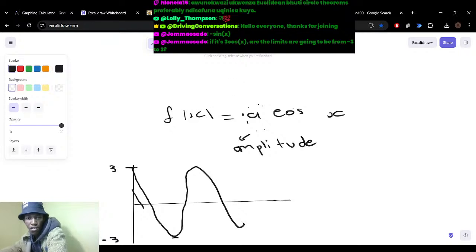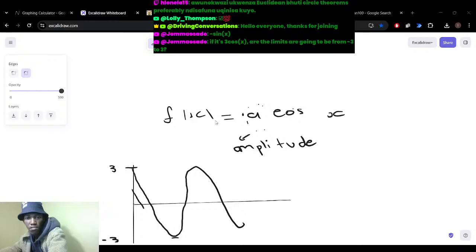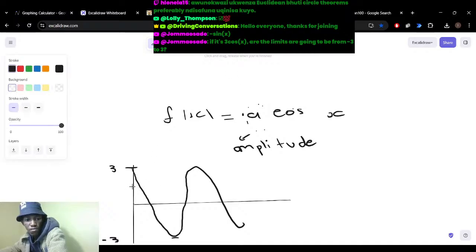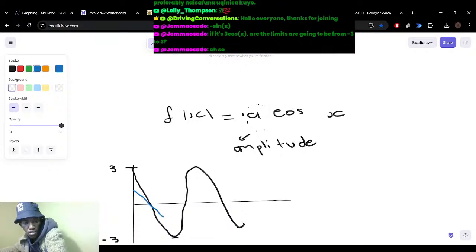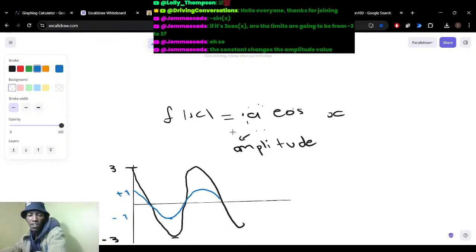It will be something like this, but the point is its amplitude will be less. So this is +1, this is -1. So amplitude stretches our initial graph by the factor of a. If a is less than 1, it won't stretch it but rather compress it. But if it's more than 1, it will stretch it with respect to the value of a.